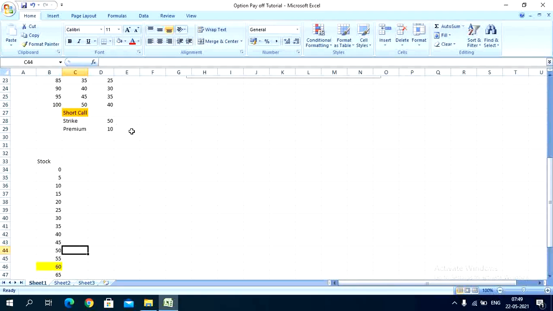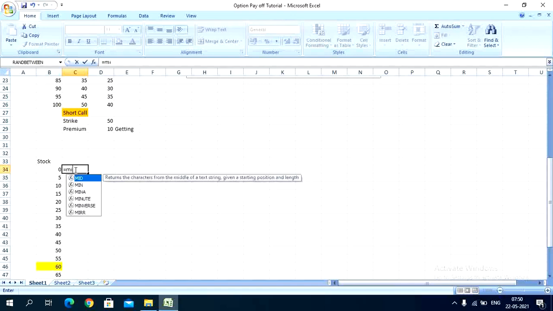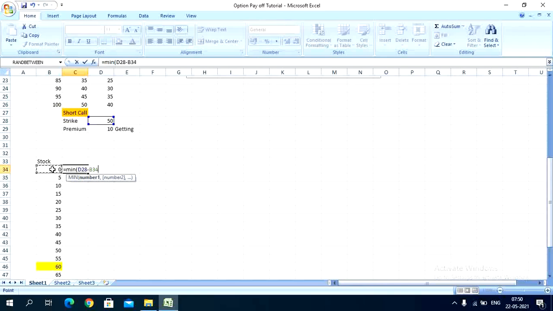But one thing you need to remember: when you are taking a short position, maybe in call or put, you will be getting a premium. Premium, we have taken the example of 10 rupees. So here I can take the formula like minimum of strike price minus your stock price. But please remember, you have already got the premium, so you are with a profit of 10 rupees.